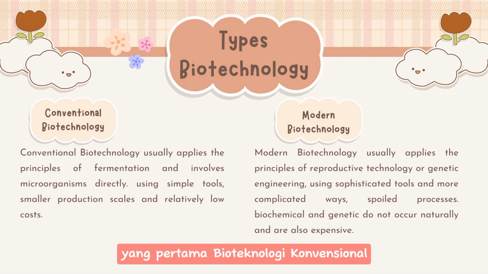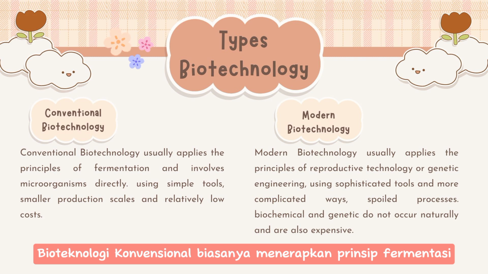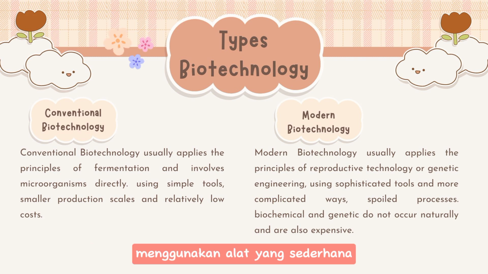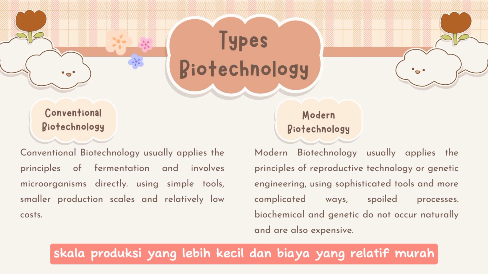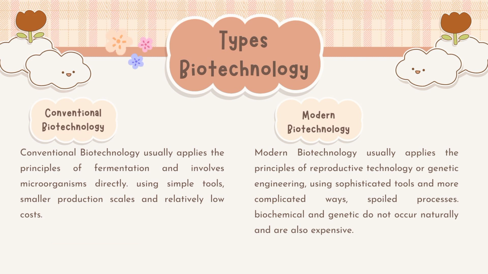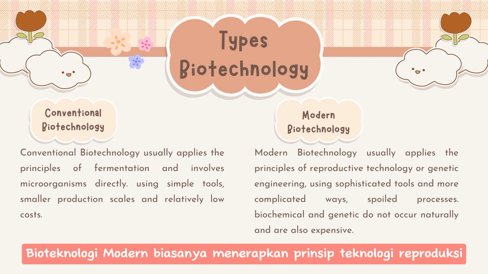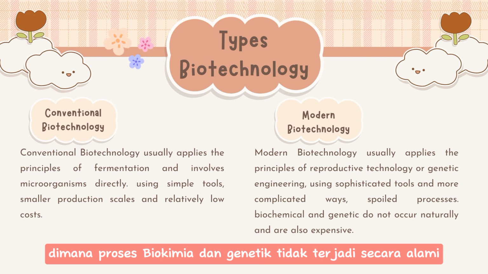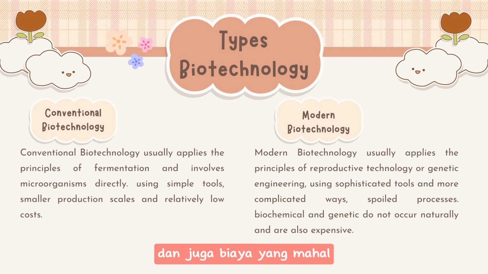The first is conventional biotechnology. Conventional biotechnology usually applies the principles of fermentation and involves microorganisms directly, using simple tools, smaller production scales, and relatively low costs. The second is modern biotechnology. Modern biotechnology usually applies the principles of reproductive technology or genetic engineering, using sophisticated tools and more complicated ways. The biochemical and genetic processes do not occur naturally and are also expensive.